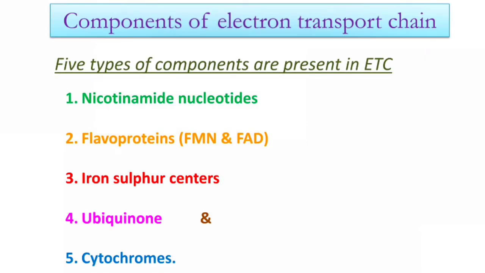Electron transport chain contains 5 types of components. Those are nicotinamide nucleotides, flavoproteins, iron-sulphur centers, ubiquinone and cytochromes. These are responsible for the transfer of electrons in the ETC. Now we'll discuss in detail about each component.